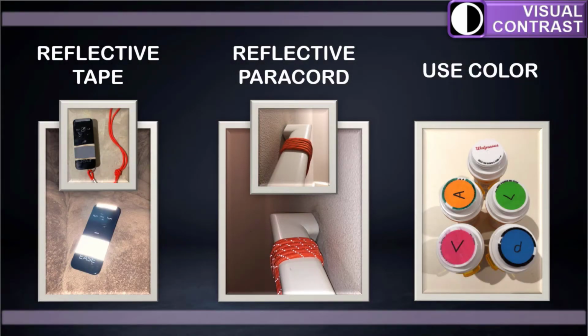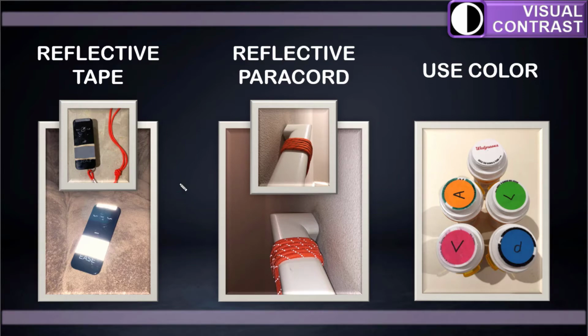Another way to add contrast is with reflective tape. Now in this example, I have the reflective tape on a remote, so it's a lot easier to find when it's reflective, and even having a paracord attached to it that's a very contrasting color to all of the neutrals that are in the living room, it can be very easy to find where the remote is rather than trying to look everywhere and never being able to find it.